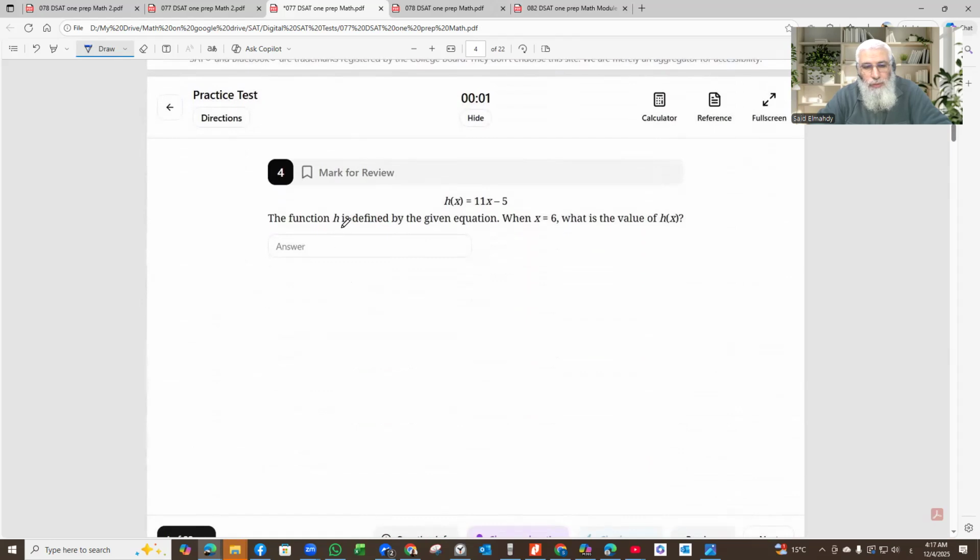The function h is defined by the given equation. When x is equal to 6, what is the value of h of x? So h of x, which means h of 6, equals 11 multiplied by 6 minus 5. This is 66 minus 5, which is 61. Answer is 61.